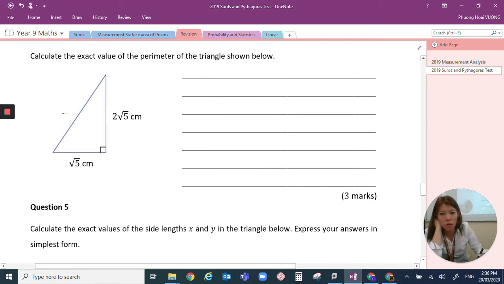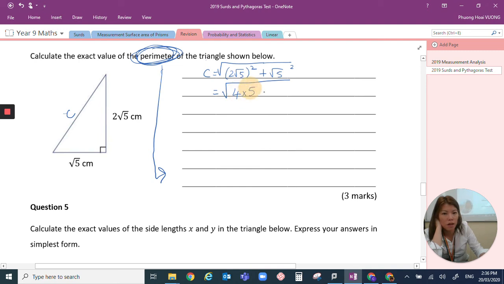So we're looking for c first, and then we can add them all together. I would circle this so that I don't forget to figure out the perimeter and stop at c. So c is equal to the square root of 2 root 5 squared plus root 5 squared. So now we have 2 squared is 4, root 5 squared is just 5, root 5 squared is just 5. Now we have 20 plus 5, and the square root of 25 is just 5.